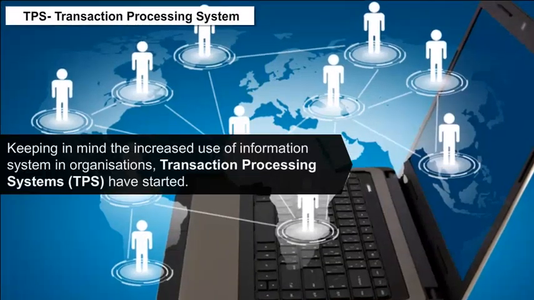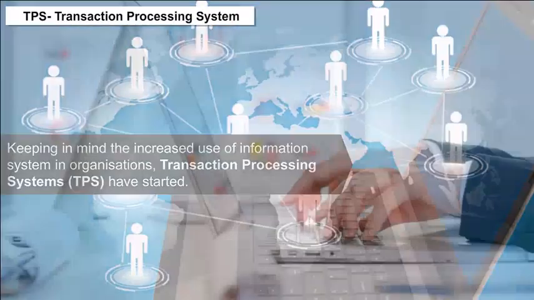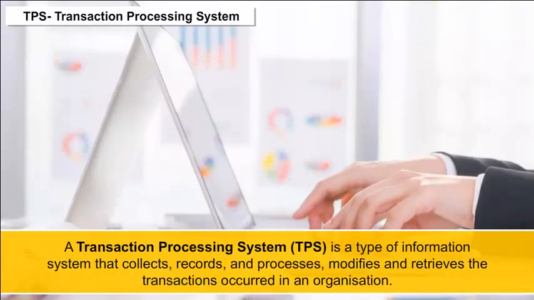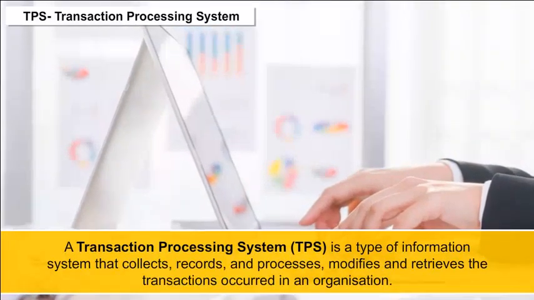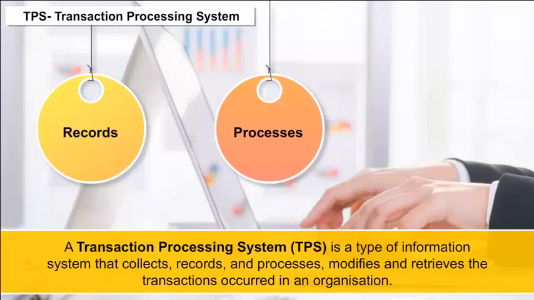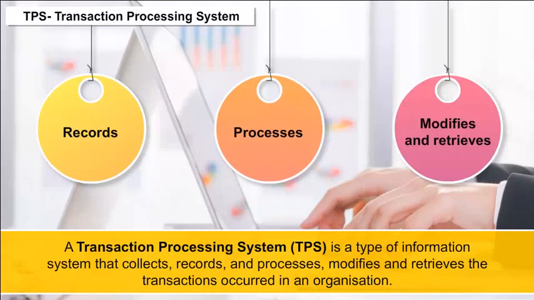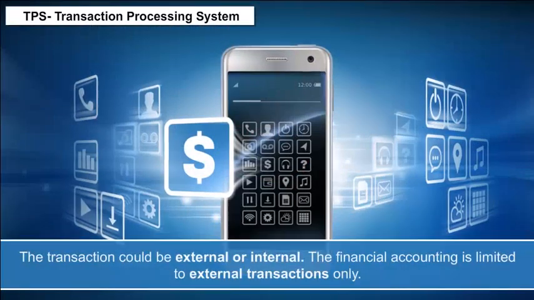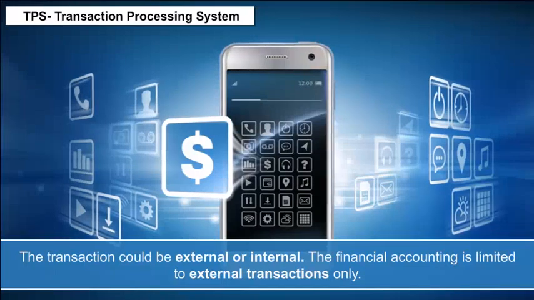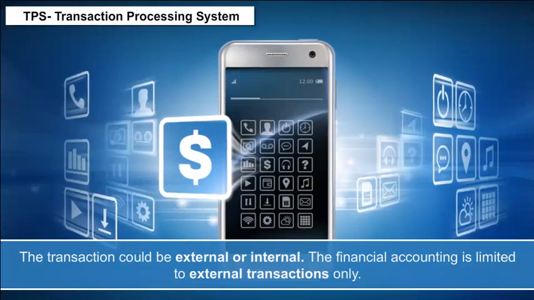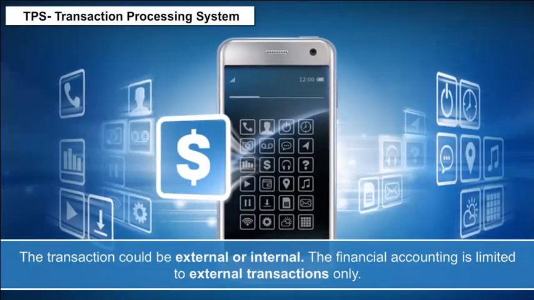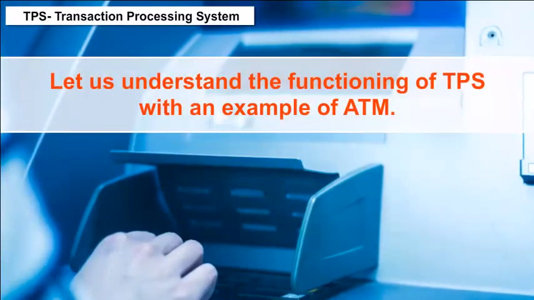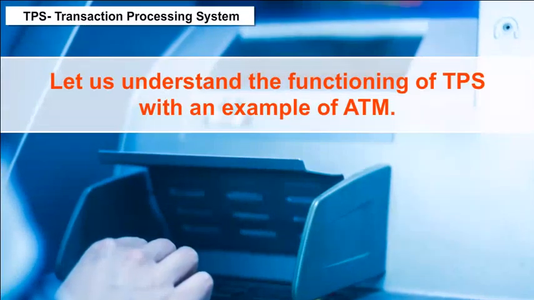TPS, Transaction Processing System. A transaction processing system (TPS) is a type of information system that collects, records, processes, modifies, and retrieves the transactions occurring in an organization. The transaction could be external or internal. The financial accounting is limited to external transactions only. Let us understand the functioning of TPS with an example of an ATM.